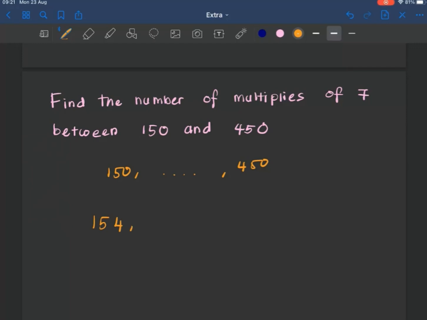Okay. So multiply of 7 between 150 and 450, the first term kita ialah 154 sebab dia boleh dibahagi dengan 7 dekat situ. Okay. So second term, obviously kita tambah 7 lah kan. 161. Okay. Kita tak perlu kira sampai habis pun. So 450 multiplies of 7 tak?